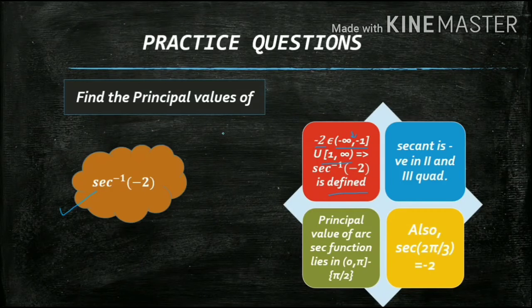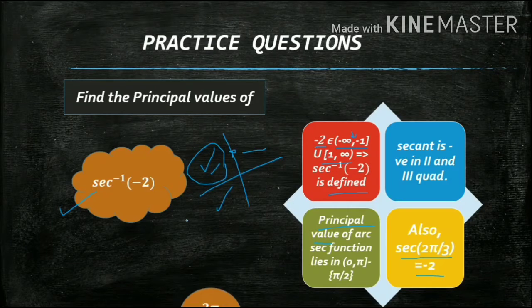Now it is negative. So the secant function is negative in which quadrant? Second and third. And the principal value of the arcsec function lies in [0, π] excluding π by 2. So the common quadrant is the second. And you know sec 2π by 3 is minus 2. You have already done this question many times.